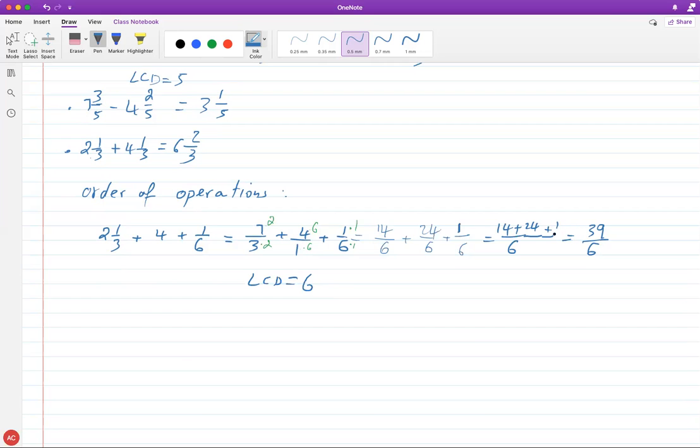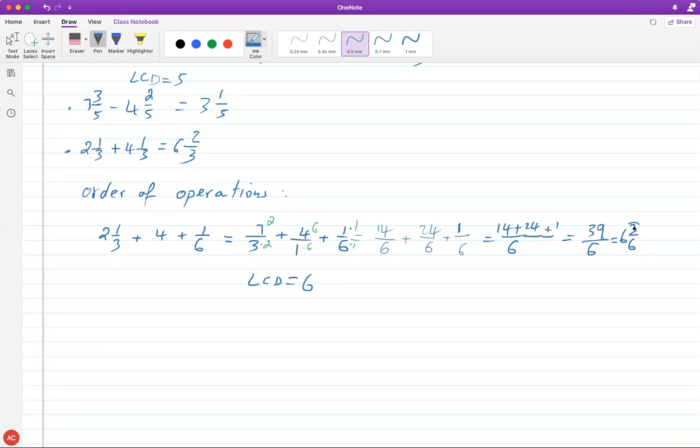So we have 39 over 6. What number goes into both of the numbers? I just divided 6 into 39. And what's 6 into 39? 6 with 3 remaining. So we're going to say 6 times, same denominator. 6 times 6 is 36, so we have 3 left from here.